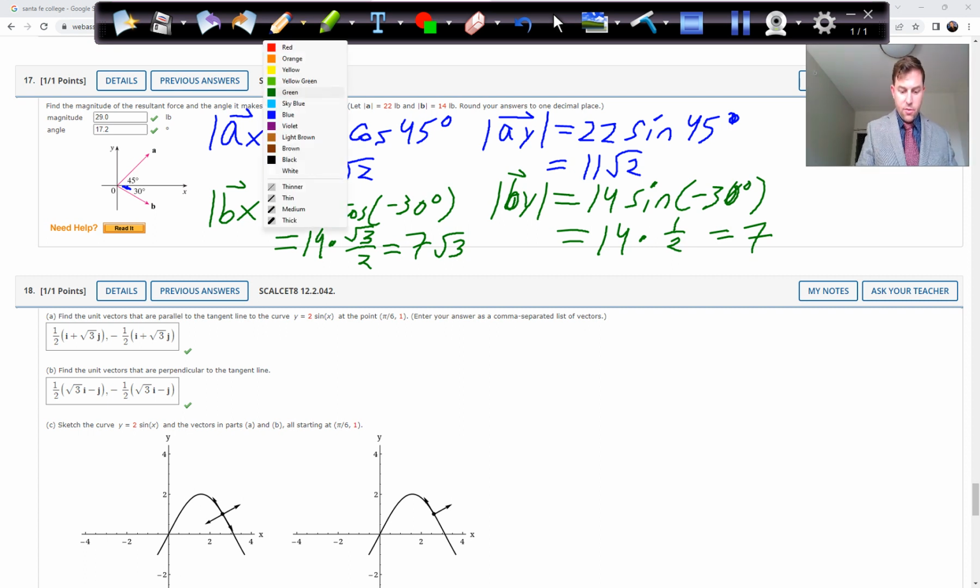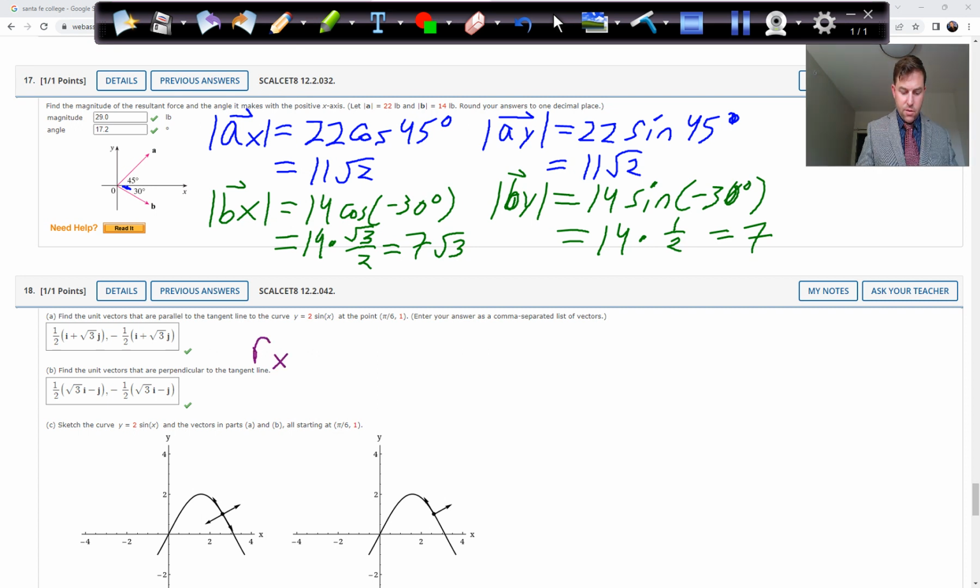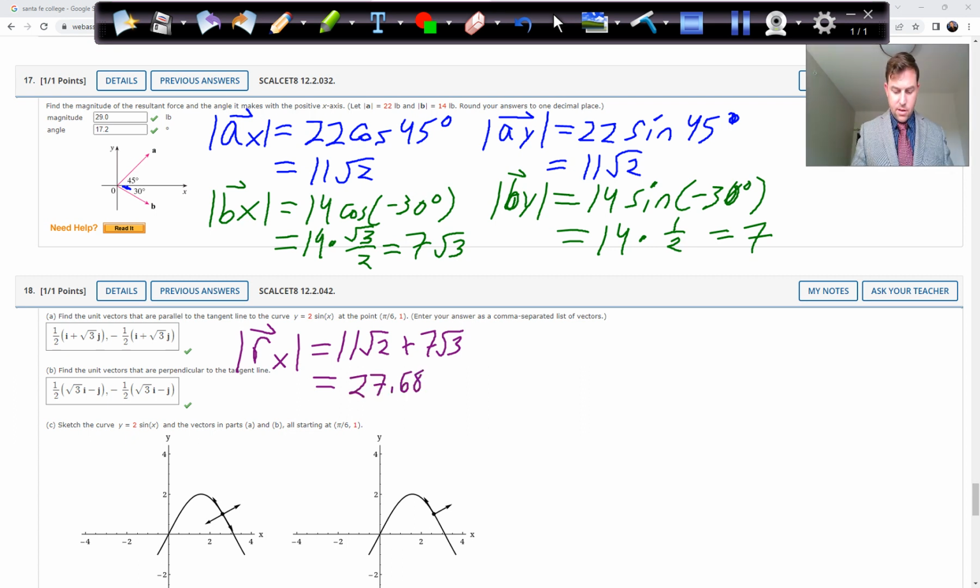Okay, now the reaction force is the combination of these two things. So the reaction force in the x direction is equal to 11 root 2 plus 7 root 3. And I carried these exact numbers, but it actually wants the answers in decimal. So you can convert this to a decimal, and it turns out it will be 27.68. Okay, the reaction force in the y direction is going to be the summation of 11 root 2.